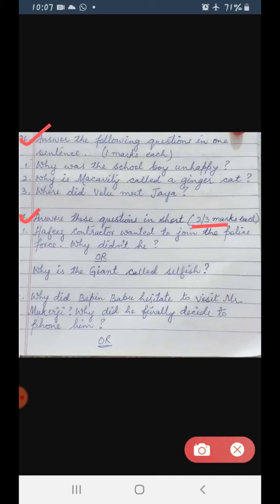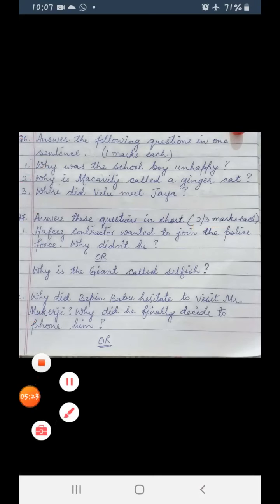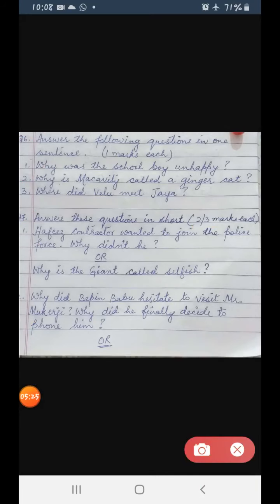And then the last one will be the answer in details. Okay, it is on the next page. Fine, and it would carry 5 or 4 marks each. So now let us see question number 6. Answer the following questions in 1 sentence.